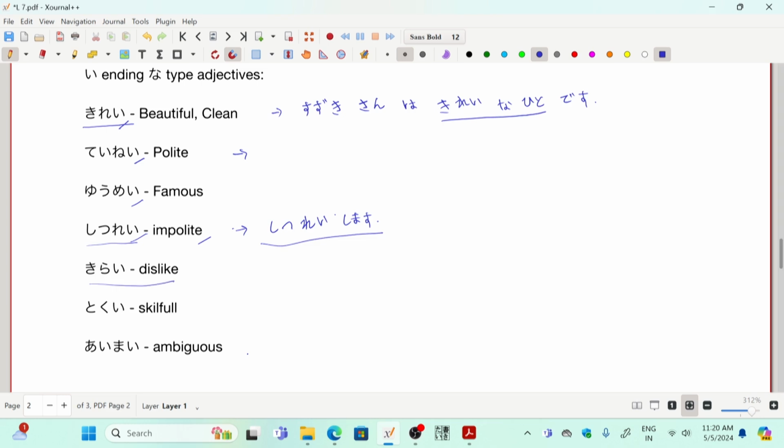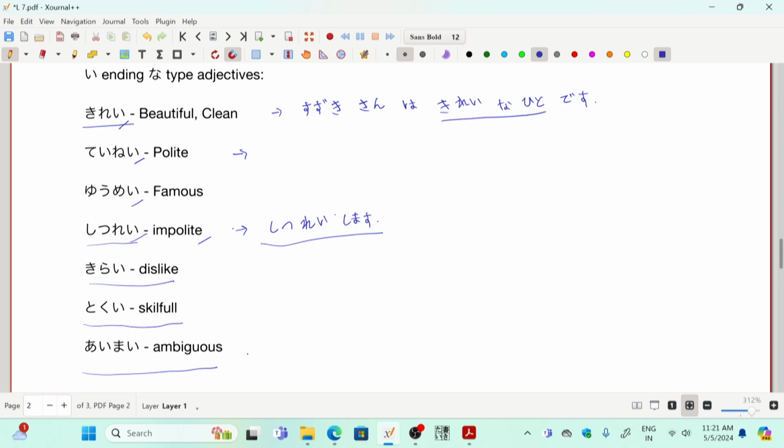Next is kirai, which means to dislike something. Kirai is opposite of suki. So suki is to like, kirai is to dislike. But Japanese people avoid using these harsh words in their daily life, though the vocabulary exists. So kirai is dislike. Next is tokui. Tokui is being good at something again or being skillful. And last is aimai. Aimai is ambiguous.